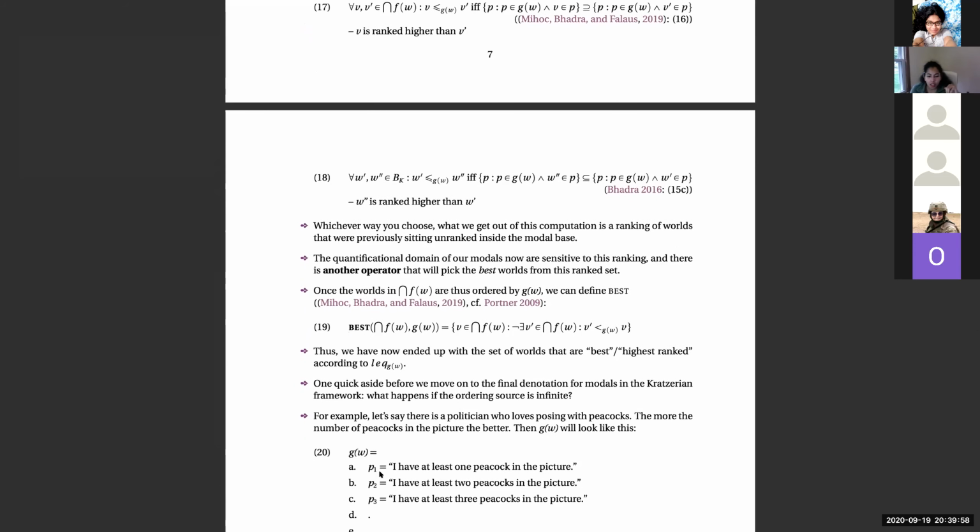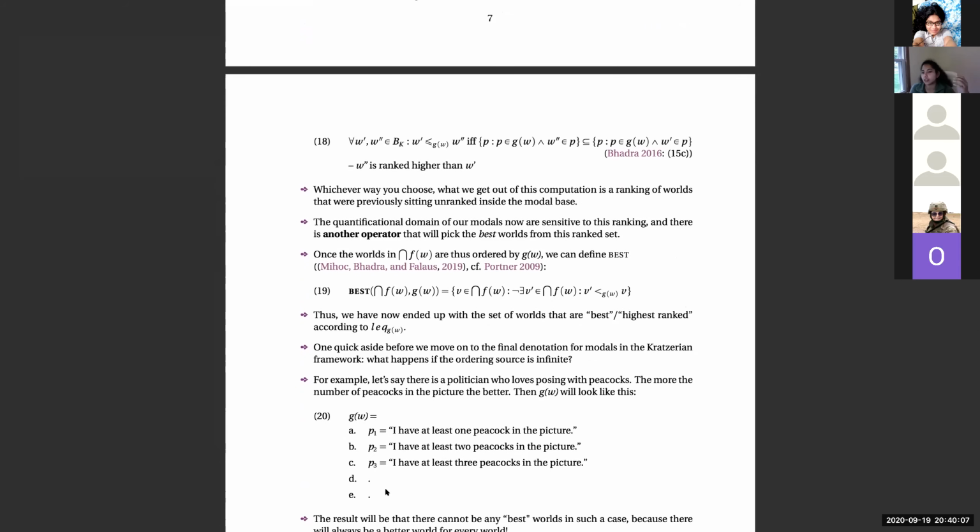Right? There's a proposition, I have at least one peacock in the picture. There's another proposition, I have at least two peacocks in the picture. I have at least three peacocks in the picture, right? So it's infinite, because the more peacocks, the better. Okay. So what happens when you have this?